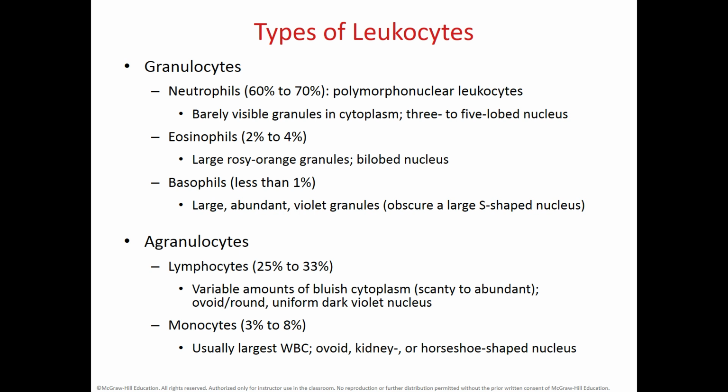The neutrophils have barely visible granules in their cytoplasm, and their nucleus has between 3 to 5 lobes. The eosinophils have many granules, and the color of their granules varies between rosy to orange. They have a nucleus that has 2 lobes; they are bilobed. The basophils have these large, abundant violet granules, and this color and their abundant granules obscure a large S-shaped nucleus.